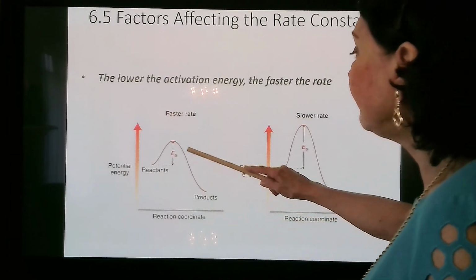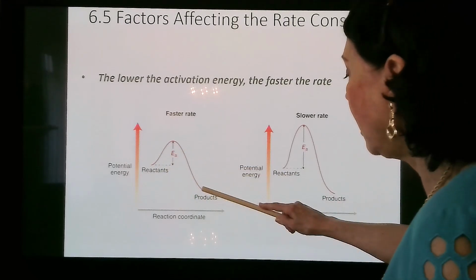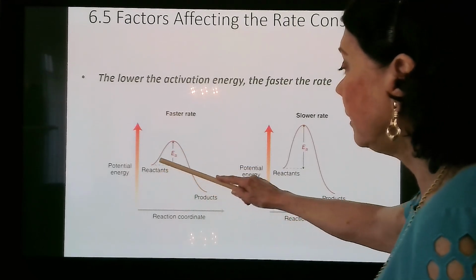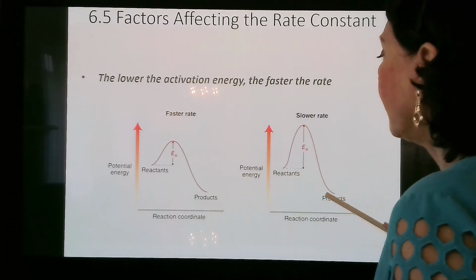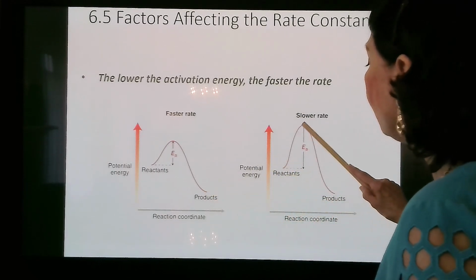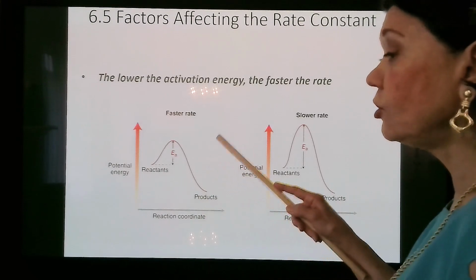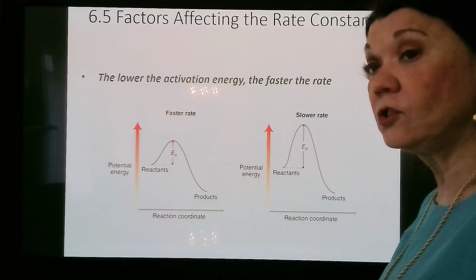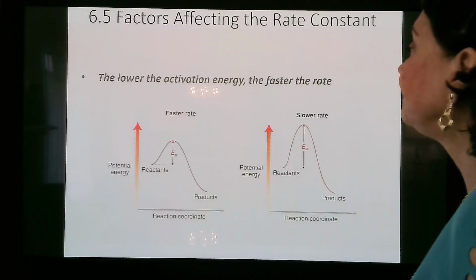The lower the activation energy, the faster the rate, because it will be easier for the molecules to get over the barrier. Here they're going over a lower barrier, now they're having to go over a higher barrier. And so this reaction is going to take place faster. This will take place slower. Okay, so the energy of activation influences the rate of the reaction, which is what we just said.